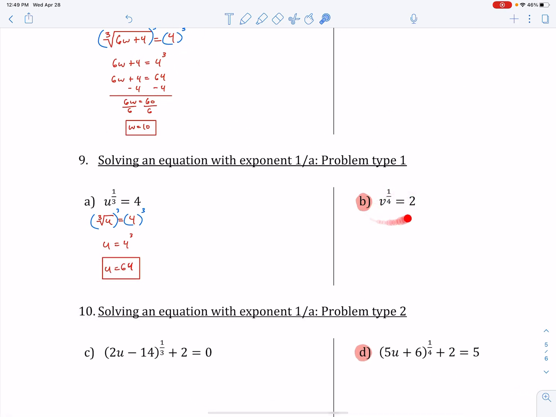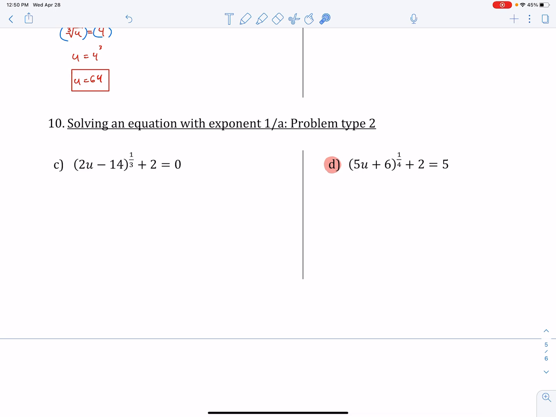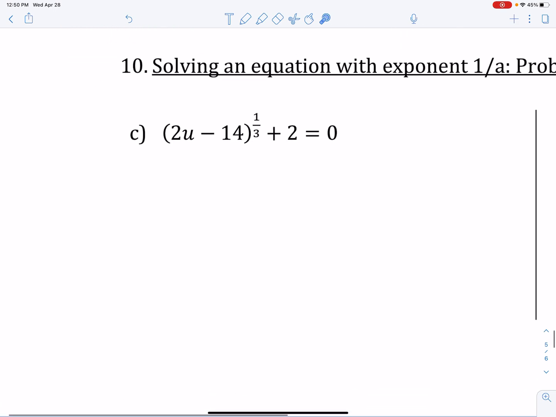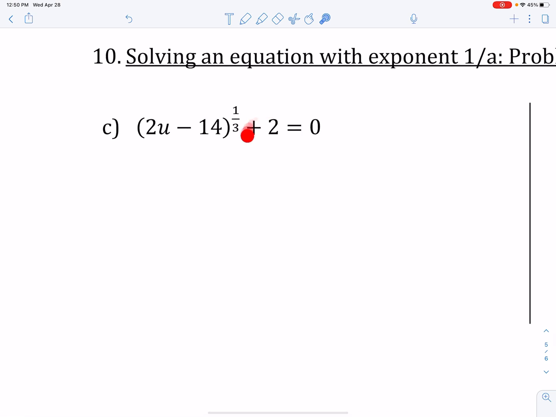You have your index again, and then you're going to use the same idea that we used in the prior examples above. This one's not any different. It's just a problem type 2, so they're just trying to make our lives a little bit more difficult here. I already noticed that this 2 is hanging outside. I want to get rid of that. So let's move that over. That's going to cancel, so now I'm left with 2u minus 14 to the power of 1/3 equals negative 2.